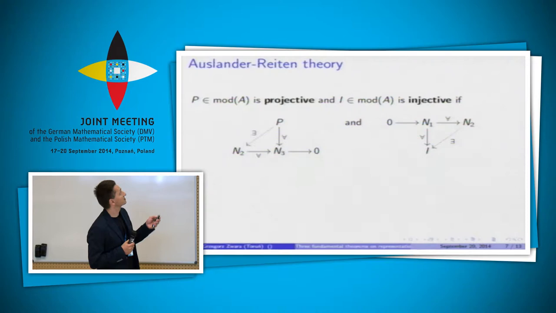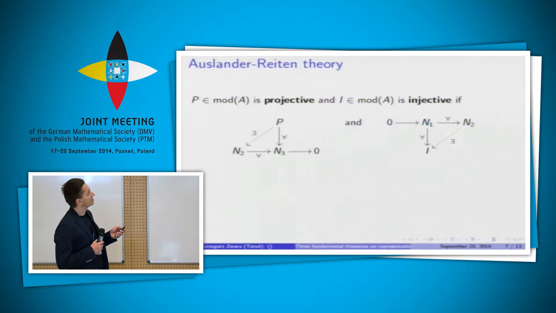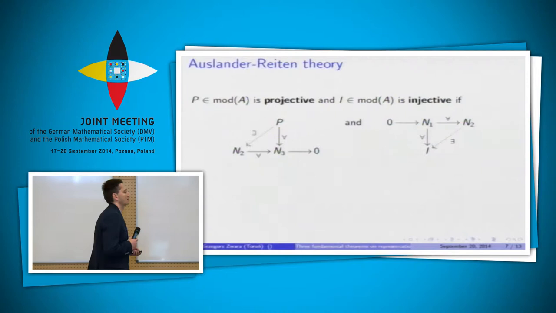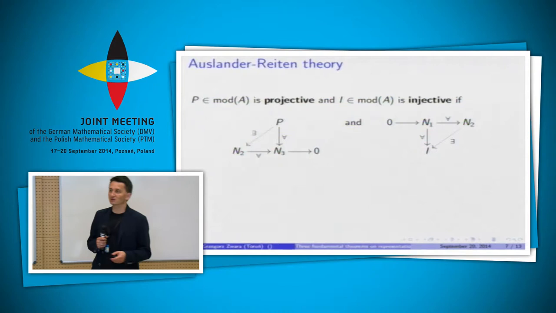And the dual notion is that of injective modules. For an arbitrary injective homomorphism between modules N1 and N2, and an arbitrary homomorphism from N1 to I, there exists a homomorphism from N2 to I making this triangle commutative. In the general theory of modules over rings, these objects were considered. In the situation of finite dimensional modules over a finite dimensional algebra, the situation is very simple.